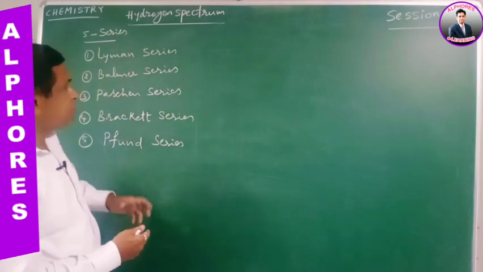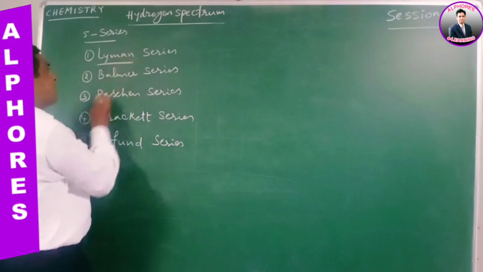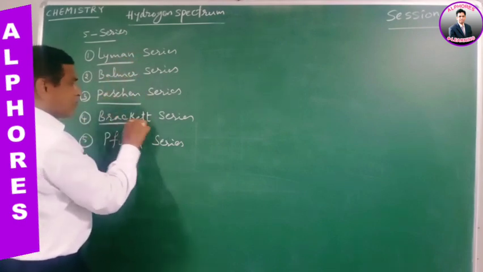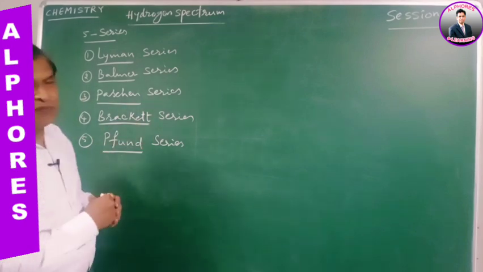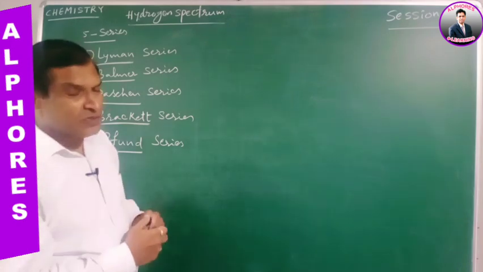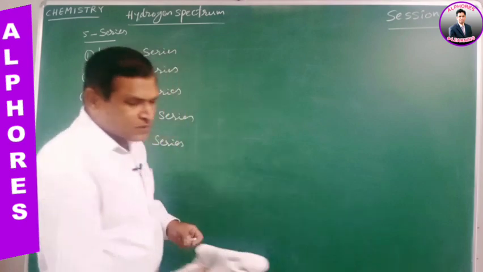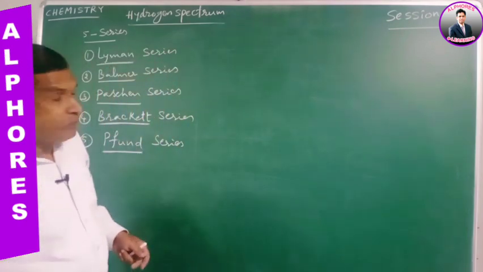These are all the names of the different scientists: Lyman, Balmer, Paschen, Brackett, and Pfund. They discovered the spectral lines in the hydrogen spectra. Now let us see the simplest atomic spectra diagram of hydrogen.